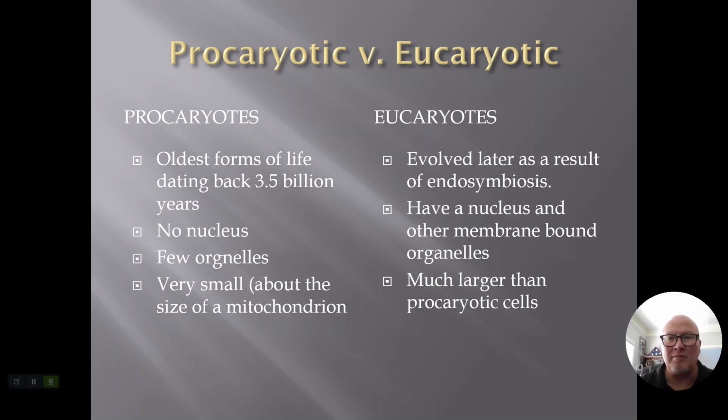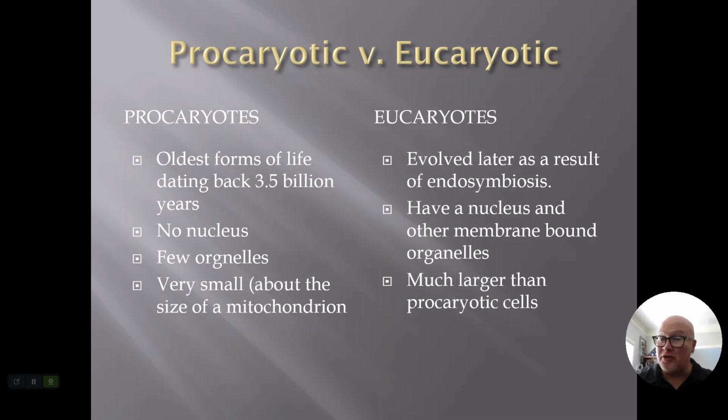talked about in the previous video on classification, according to endosymbiotic theory, eukaryotic cells actually evolved from symbiotic relationships between prokaryotic cells. Eukaryotic cells evolved a good bit later. In other words, prokaryotes evolved on Earth first. Then eukaryotes evolved from those prokaryotic cells.